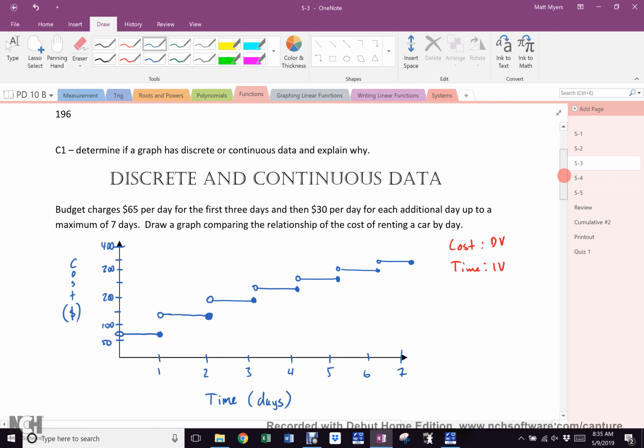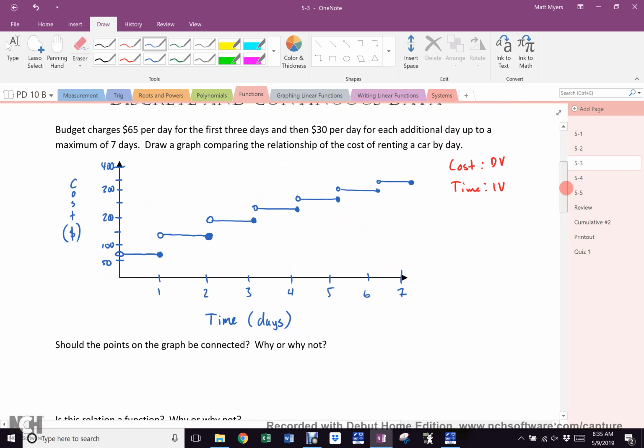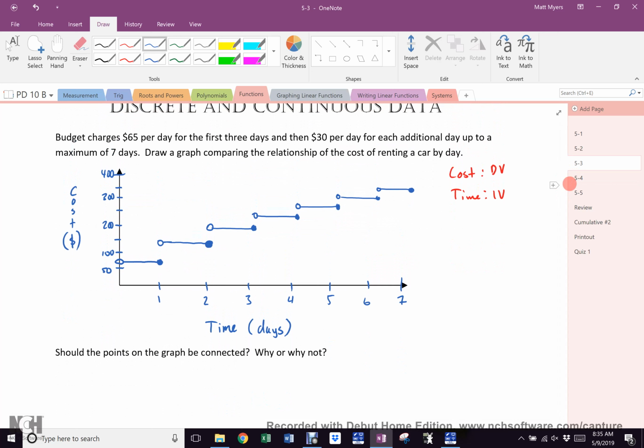Now, question 1. Should I connect the points? Well, let's talk about our options. Is that an option? Why not? It's going through the non-included dots. Okay. I got you, Myers. Who you kidding? Is that an option? Why not?